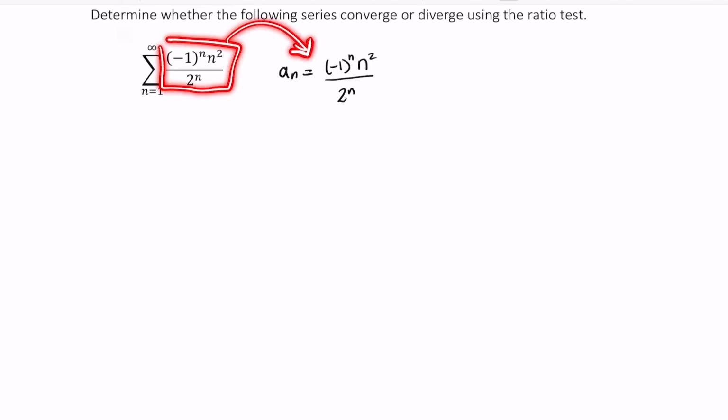Welcome. In this video, we're going to determine whether the series shown here converges or diverges using the ratio test. The first thing you want to do is identify a sub n, and this is a sub n right here. And we need this because we want to figure out what a sub n plus 1 is. And what we're doing is we're setting up to make a ratio.